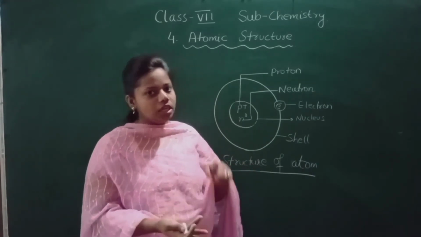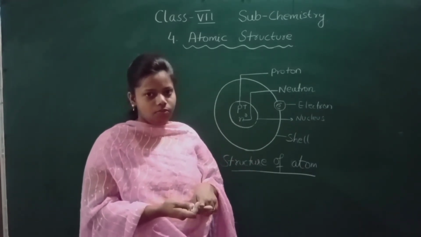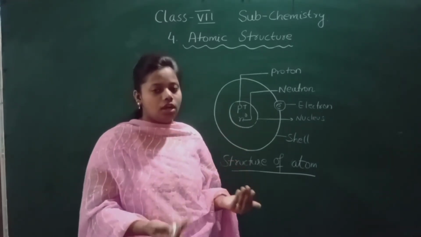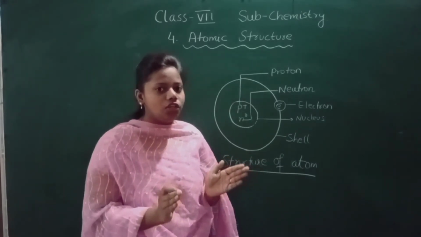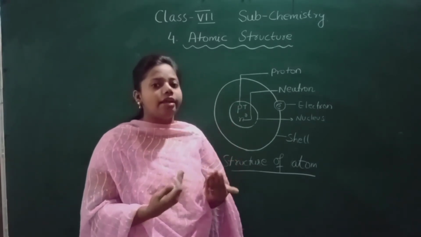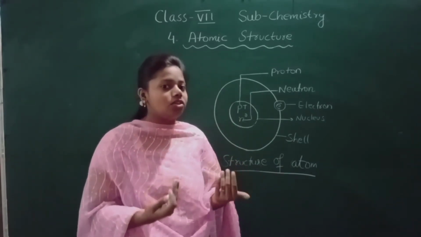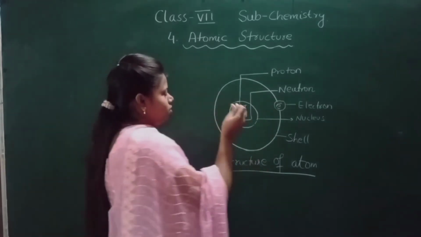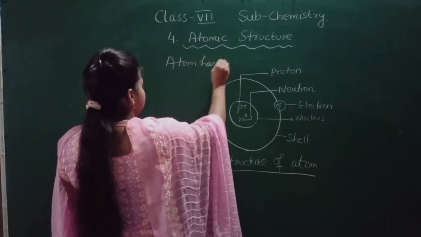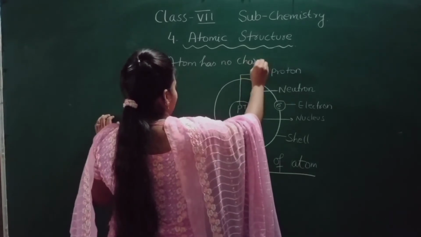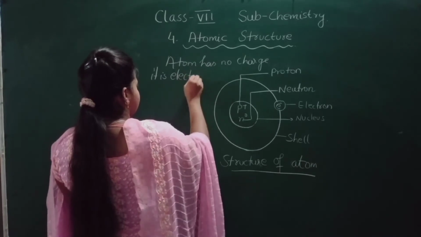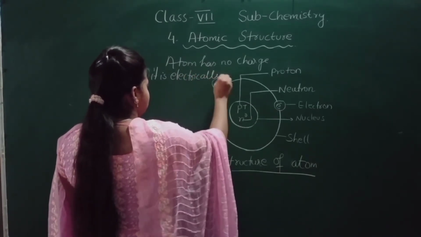Whether we will say it is positively charged or negatively charged, it has no charge. So, atom as a whole has no charge. It is electrically neutral. If anyone asks you what is the charge of atom, then you will say that atom has no charge. It is electrically neutral. Okay, so I will write here that atom has no charge. It is electrically neutral.